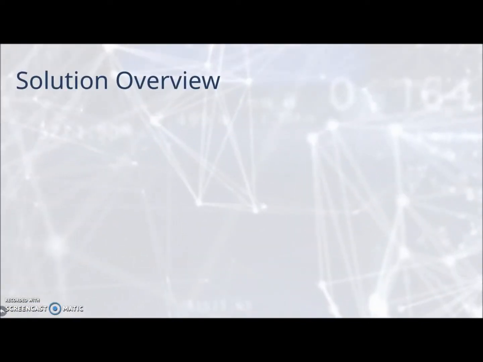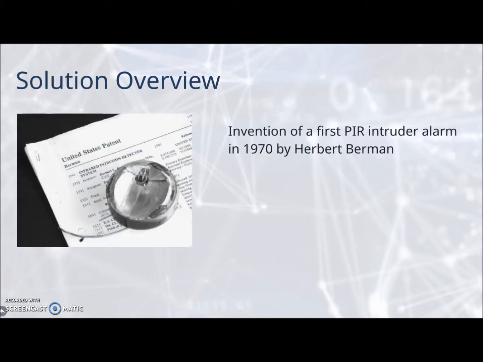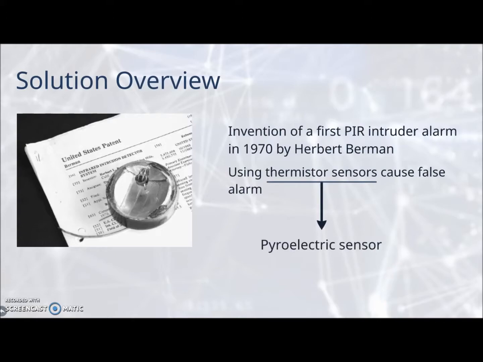Hubert Burner first invented a PIR intruder alarm, which is shown in this picture here, as a substitute for the current detection system. It didn't sell very well at first, even though it was cheaper, because the earlier PIR sensor used a thermal sensor to detect human temperature, which led to false alarms if the temperature, humidity, or pressure wave changed. But then they started changing it into a pyroelectric sensor.